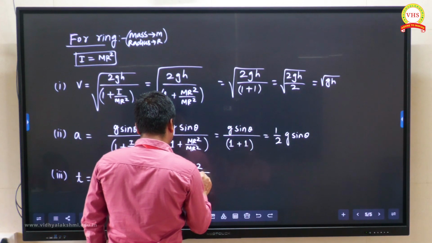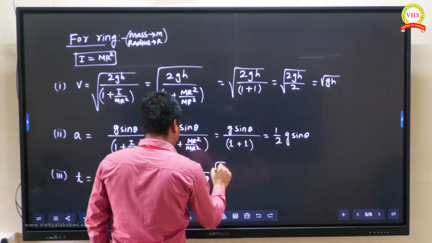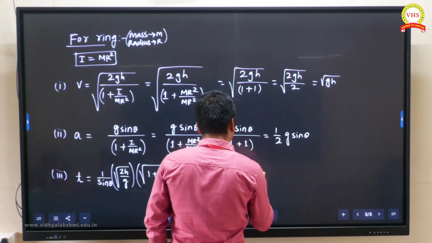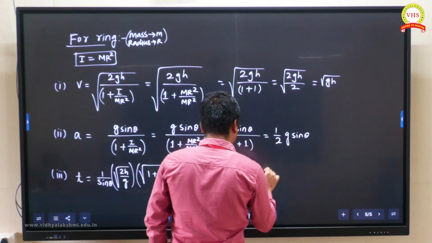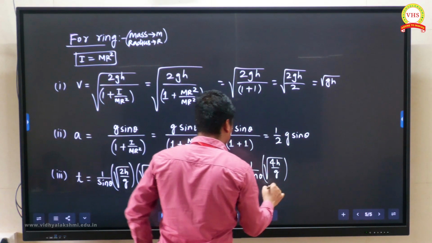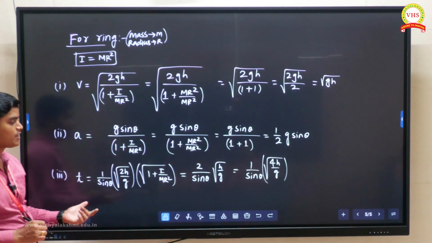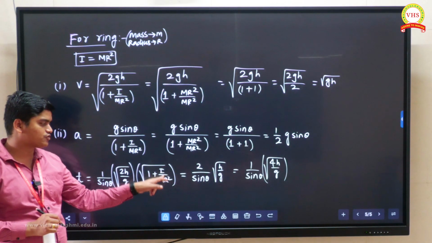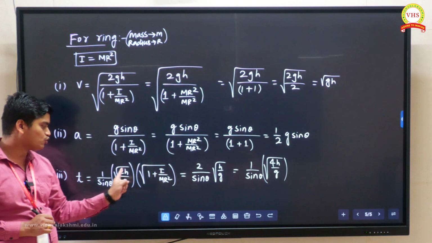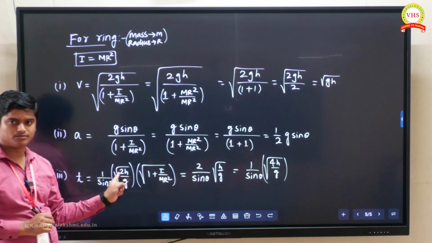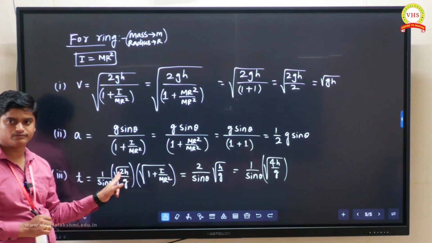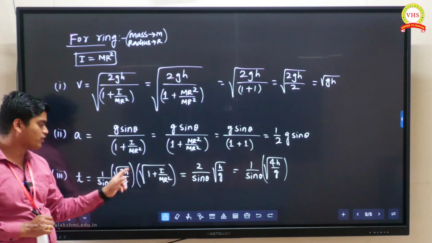2 by sin theta root under h by g, or this one also can be written as 1 by sin theta root under 4h by g. Yes or no? That also you can write. Because this will be mr square, 1 plus 1, 2, root 2. This root 2 multiply here. Are you getting or not? This root 2 take inside this. So 2 becomes 4 now. Are you getting or not? So 4h by g.